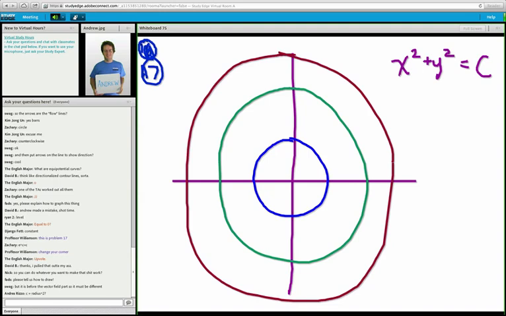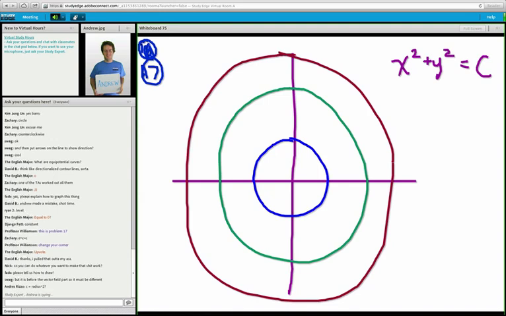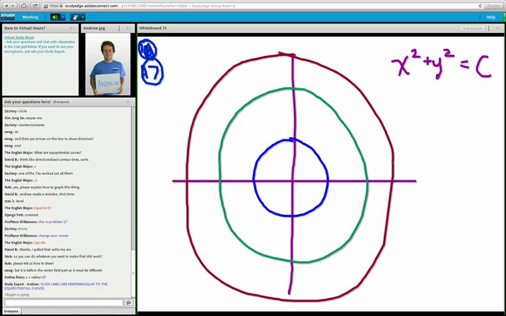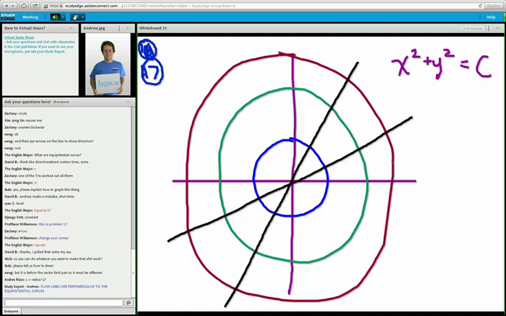Listen to this. I'm going to type it too just because I think it's that important. Flow lines are perpendicular to the equal potential curves. So, this flow line here, here's a flow line. Here's a flow line. Here's a flow line. All these lines are perpendicular to the equal potential curves.